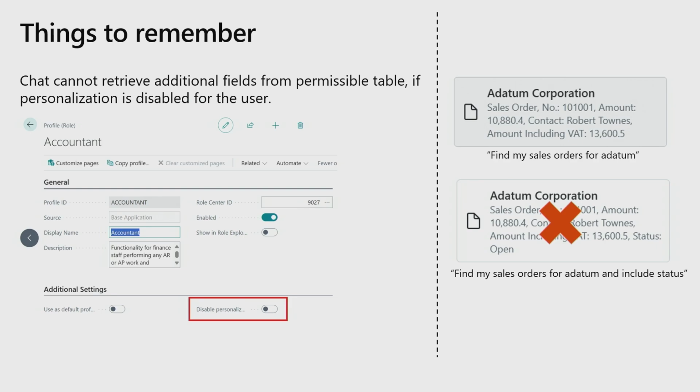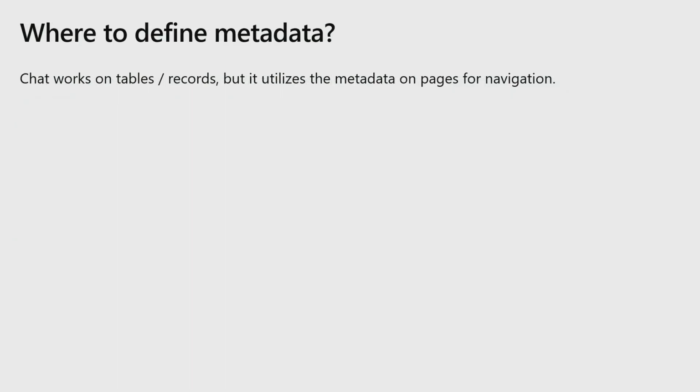At the same time, if you do not want chat to bring in additional fields from the underlying table, you can disable it. And you can do it from the profile page by disabling personalization for that particular profile. Now, let's talk about where to define the metadata to get the best results from Copilot Chat and any of the future AI scenarios, right?